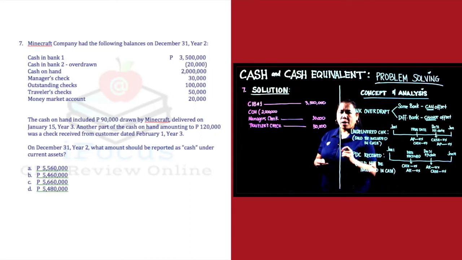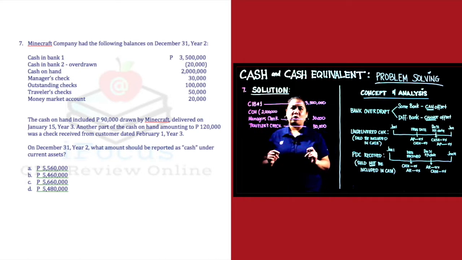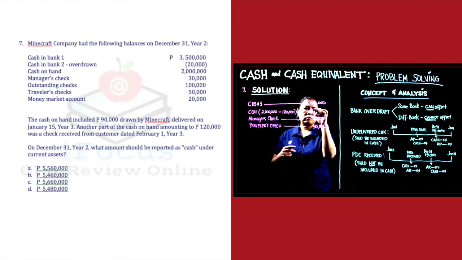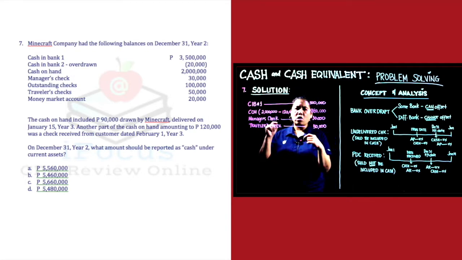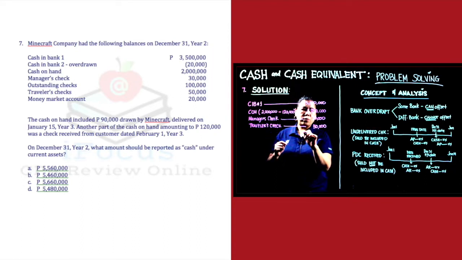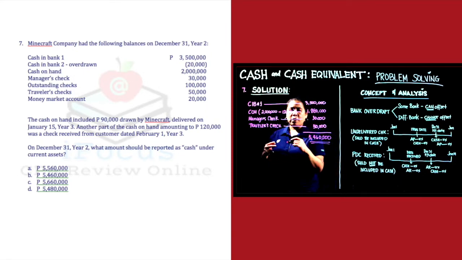But ang sabi ng problem, another part of the cash on hand amounted to 120,000. So, nandun yan sa 2 million. So, aalisin natin yan kasi hindi dapat yan kasali. So, we come up with cash on hand of 1,880,000. So, we have a total cash of 5,460,000. Yan po ang answer natin. And our answer is letter B.